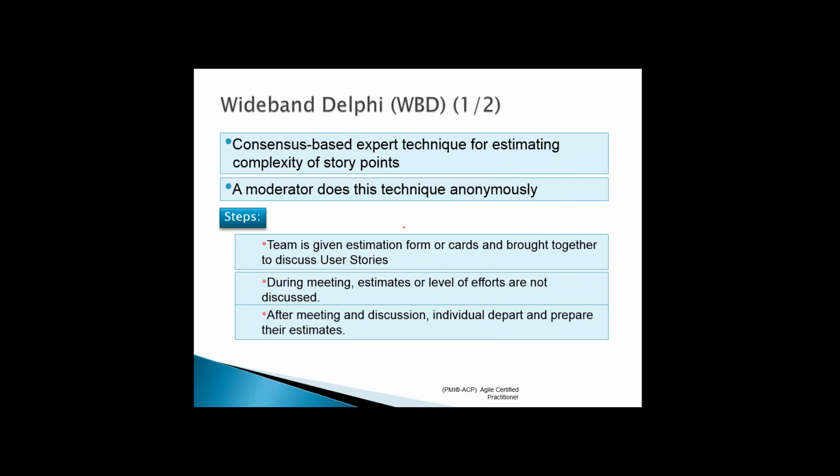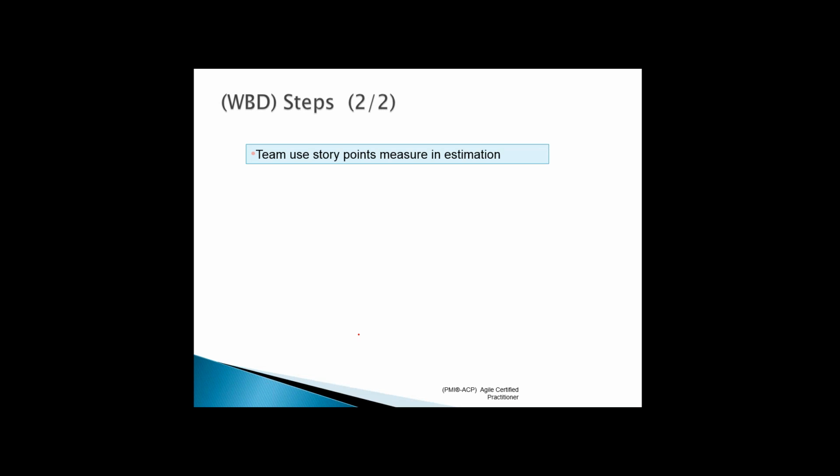Okay, so you just discuss how to come up with estimations and all that. Team is given forms or cards and brought together to discuss the user stories first. And during the meeting, estimates or the level of effort are not discussed. After the meeting and discussion, individuals depart and prepare their estimates independently. And once they are done, they come back to you, right? Team uses story points to measure estimation. Next, the moderator gathers all the requirements and plots them on the graph.